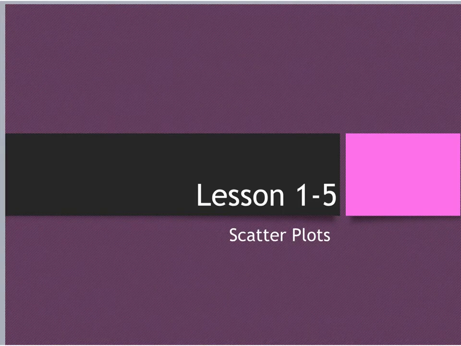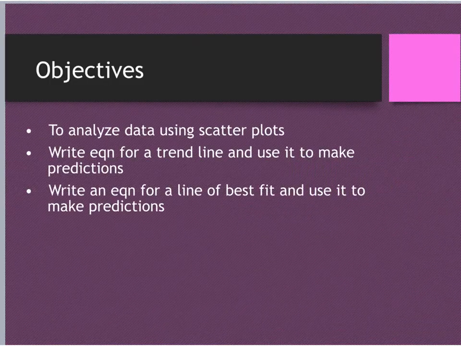Today we're going to look at scatter plots. In the second part of this video we're going to look at scatter plots, but we're also going to look at writing equations for their lines. So our objectives are going to be to analyze data using scatter plots. We're going to write trend lines and use them to make predictions, and we're going to write an equation for what we call the line of best fit, which will also help us make predictions.